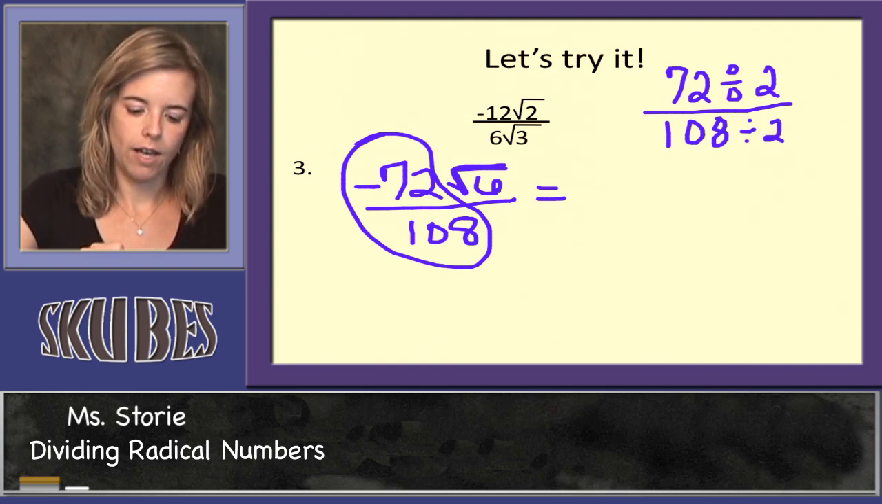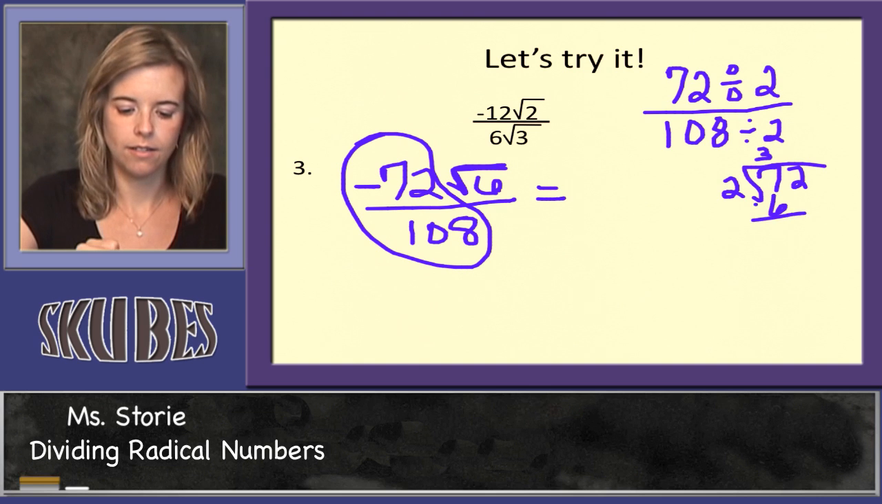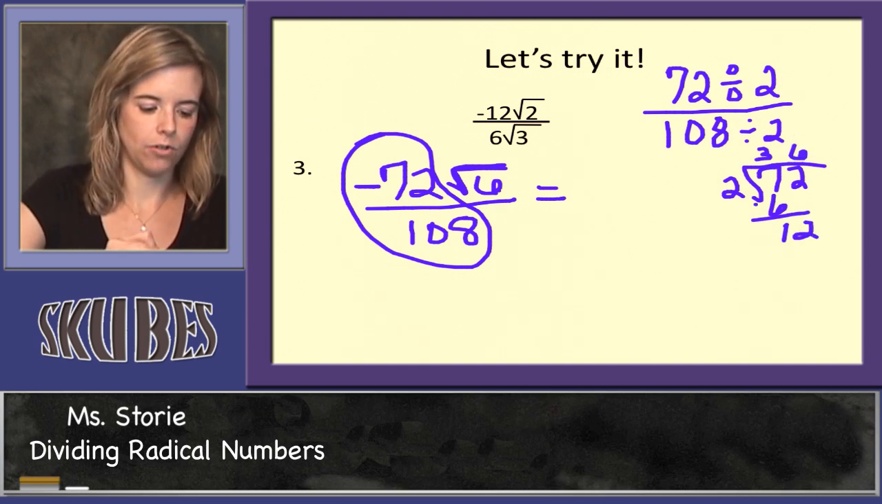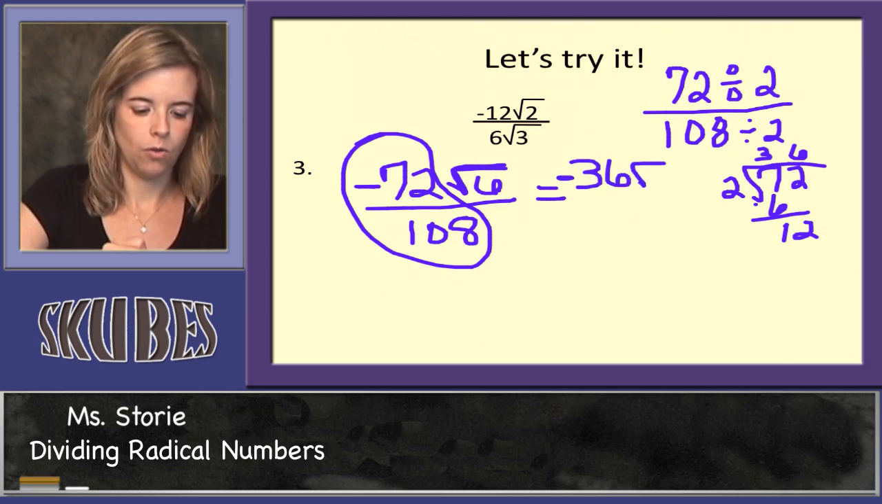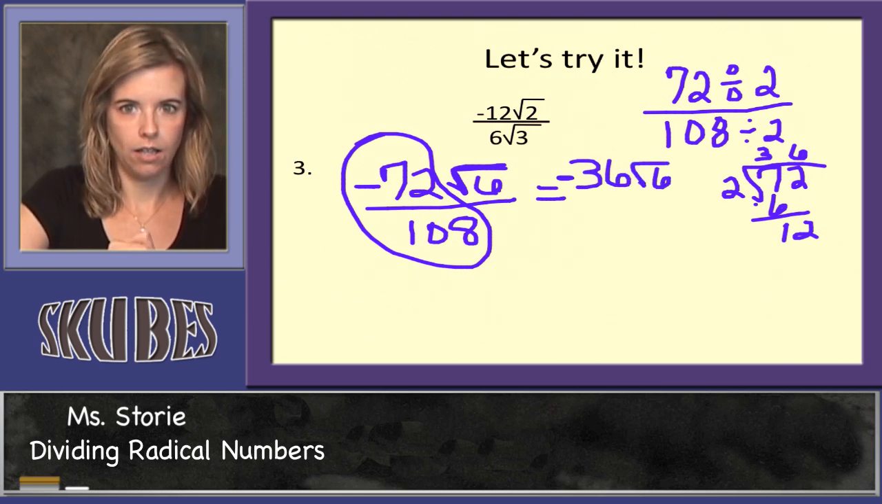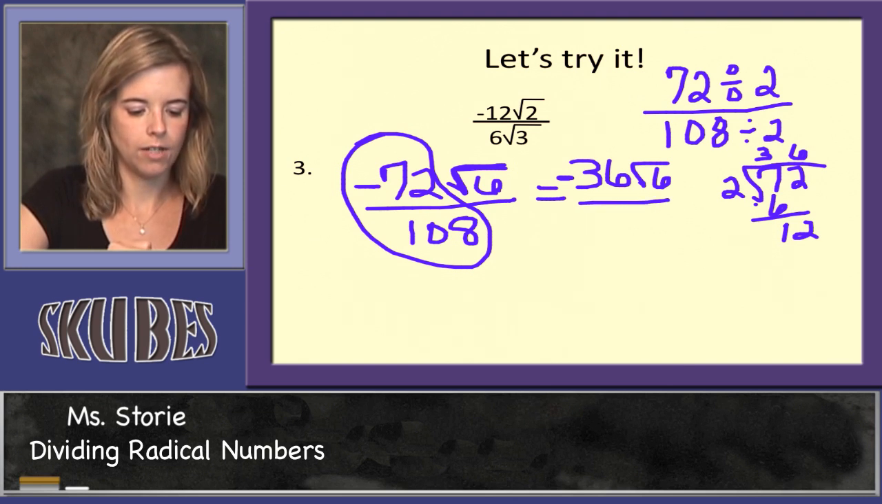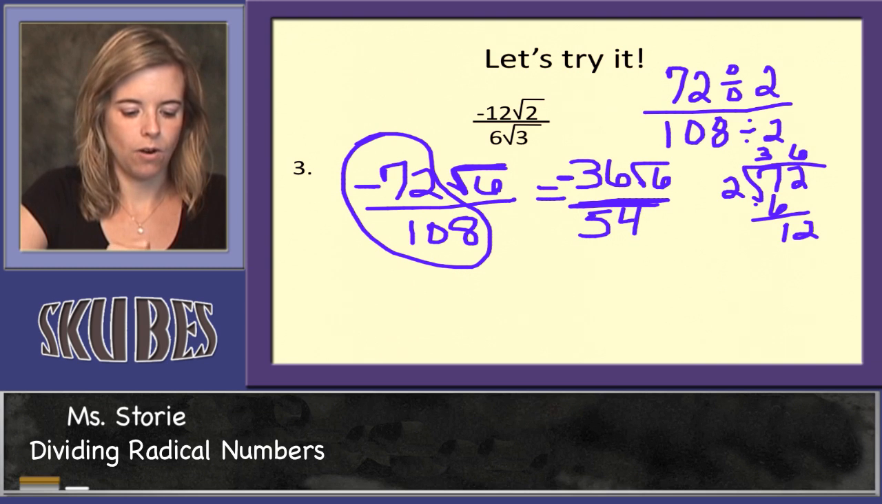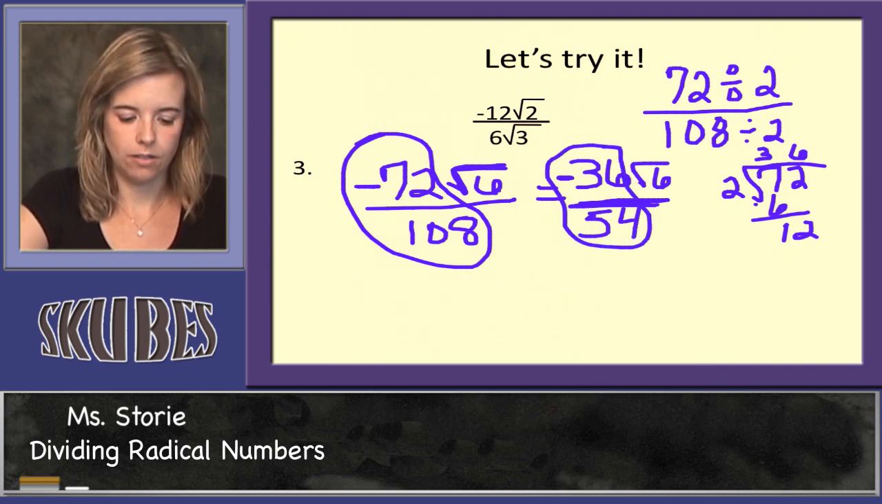So, if we're going to divide 72 by 2, old school division, that's going to go in 3 times. That's 6 and 12. So that's 6. So on the very top we have 36, and that's a negative number. Radical 6, because you don't divide the radicals. We're only focusing on the whole numbers. And then if we divide by 2 on the bottom, we're going to get 54. And hang on, these aren't completely reduced yet. We can still reduce them again.